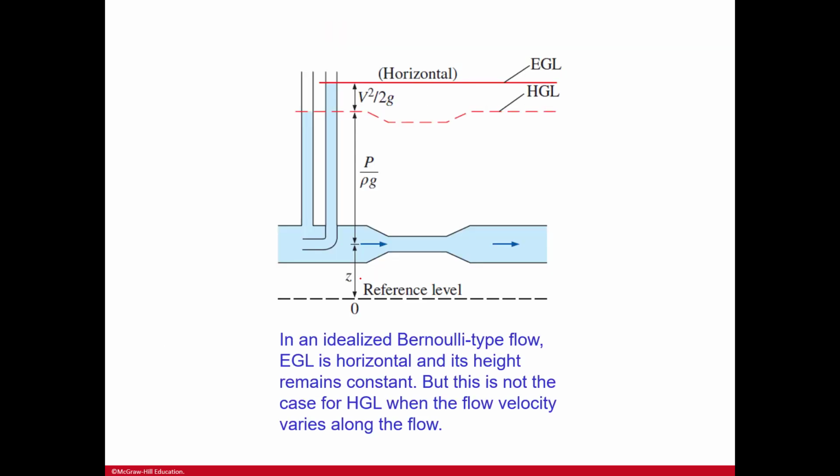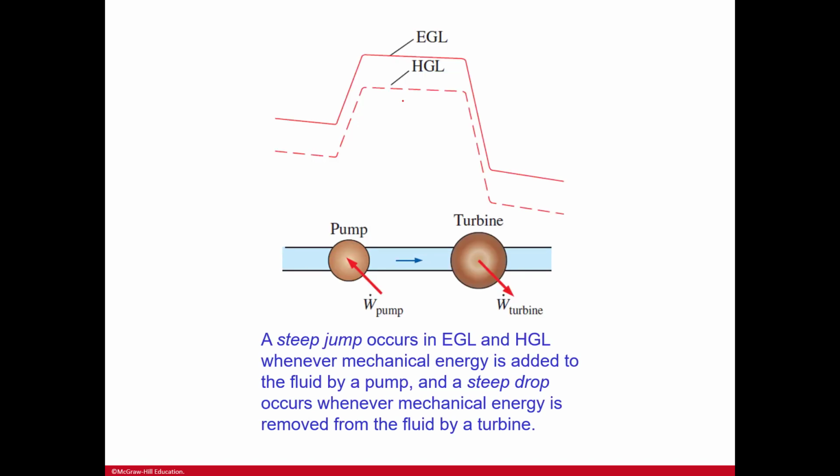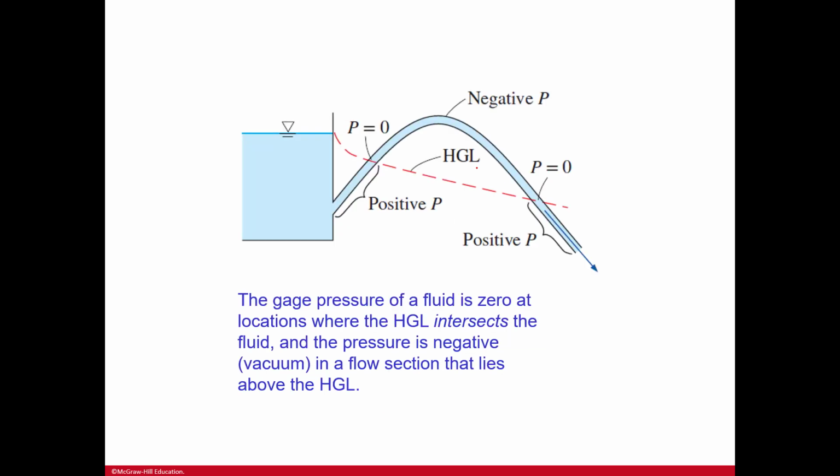So here again, in an idealized Bernoulli type flow, you see this horizontal, and its height remains constant. It's not always the case for HGL when the flow velocity varies. So you have EGL up here, and then HGL, and then you have the difference here. And then this shows a pump and a turbine and the steep jump in the two, and the gauge pressure here.